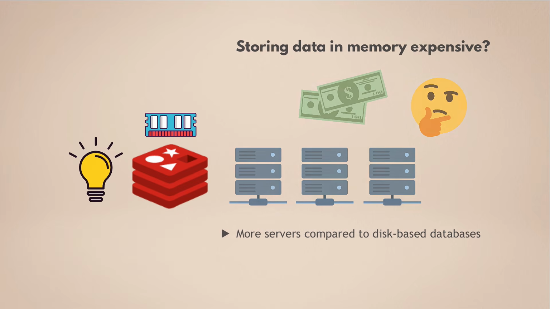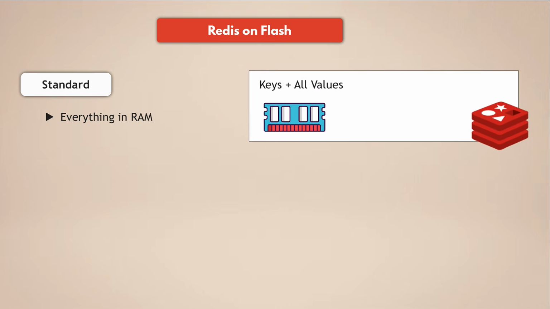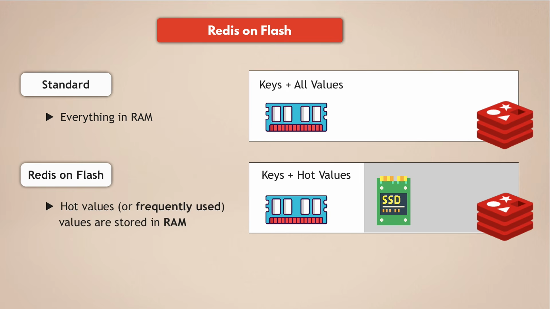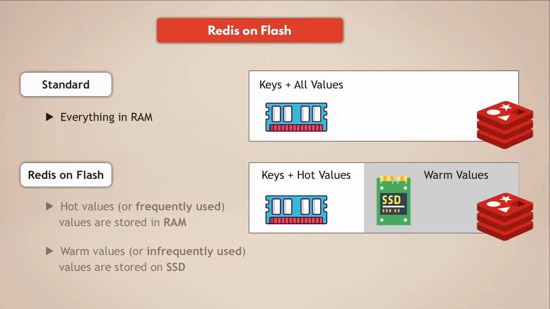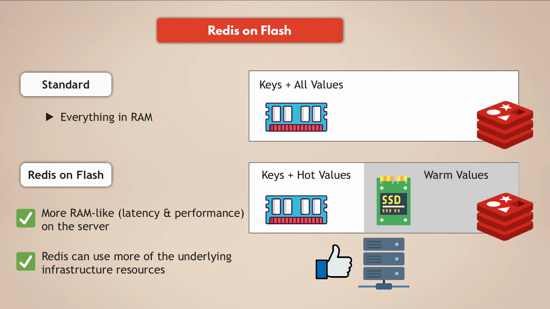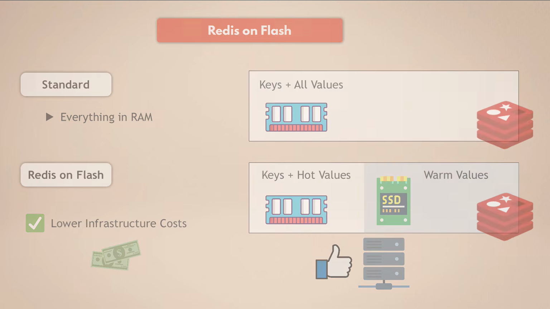Well, Redis actually has a way to optimize this using a service called Redis on Flash, which is part of Redis Enterprise. So how does this work? It's a pretty simple concept actually. Redis on Flash extends the RAM to the flash drive or SSD, where frequently used values are stored in RAM and the infrequently used ones are stored on SSD. So for Redis, it's just more RAM on the server. And this means that Redis can use more of the underlying server resources by using both RAM and SSD drive to store the data, increasing the storage capacity on each server, and this way saving you infrastructure costs.